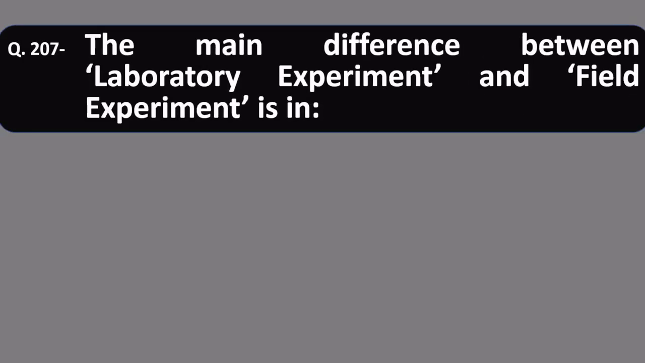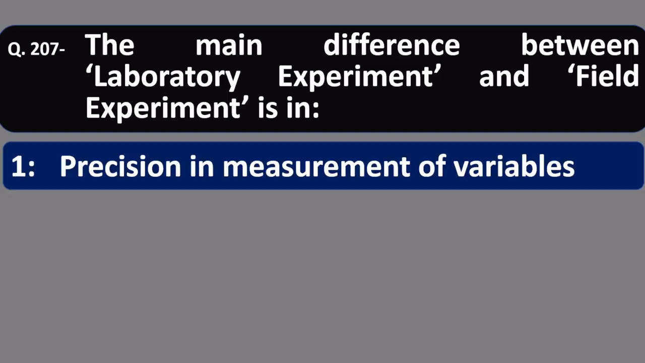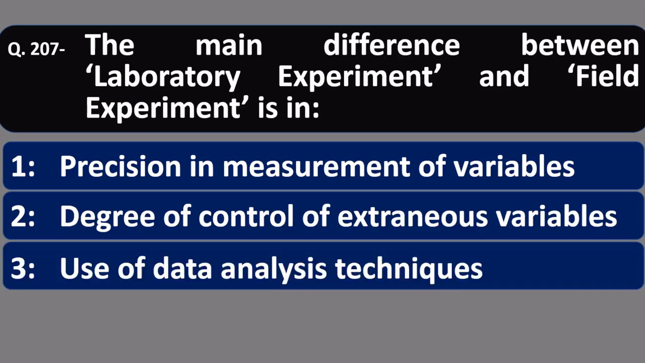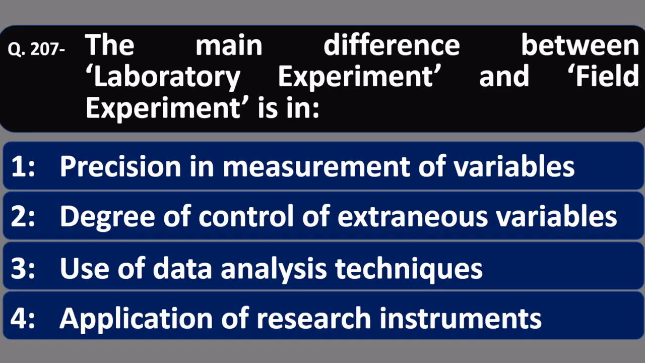Question number 207. The main difference between laboratory experiment and field experiment is in option 1, precision in measurement of variables. Number 2, degree of control of extraneous variables. Number 3, use of data analysis technique. Number 4, application of research instrument.